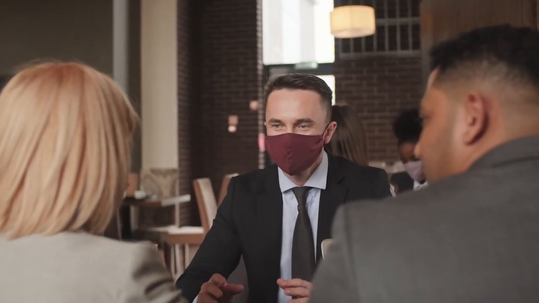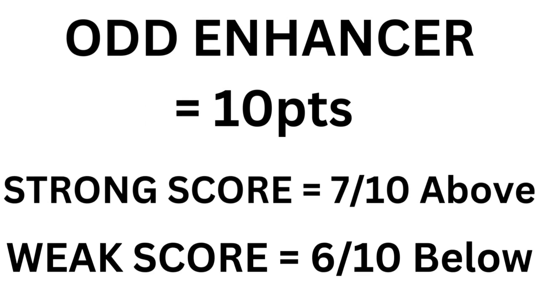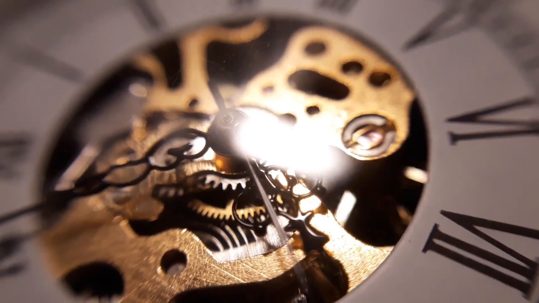Now let's dive into the odd enhancers. Please note that a strong and valid zone must score between 7 and 9 points of the odd enhancers. Below 7 points is considered weak and shouldn't be taken into consideration. Without much saying, let's get started.